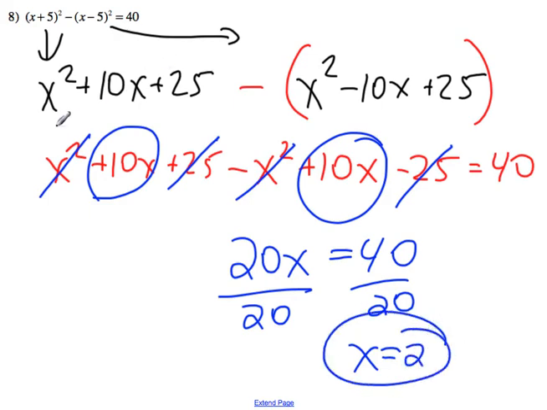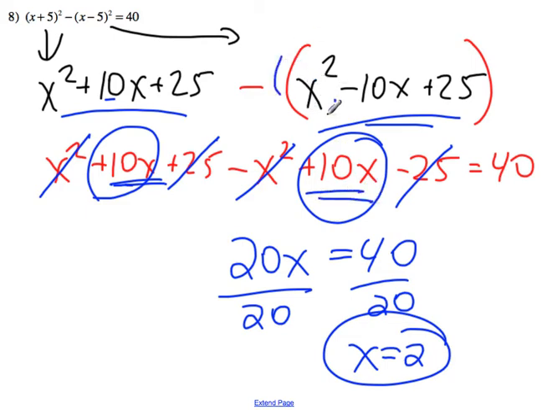So what we did here is we quick FOILed this and quick FOILed this. Then we did this minus this. And the only thing we were left with was a 10x here and a 10x here. Remember that we had to change the signs. And then we just solved it out. We'll do another one like that also.